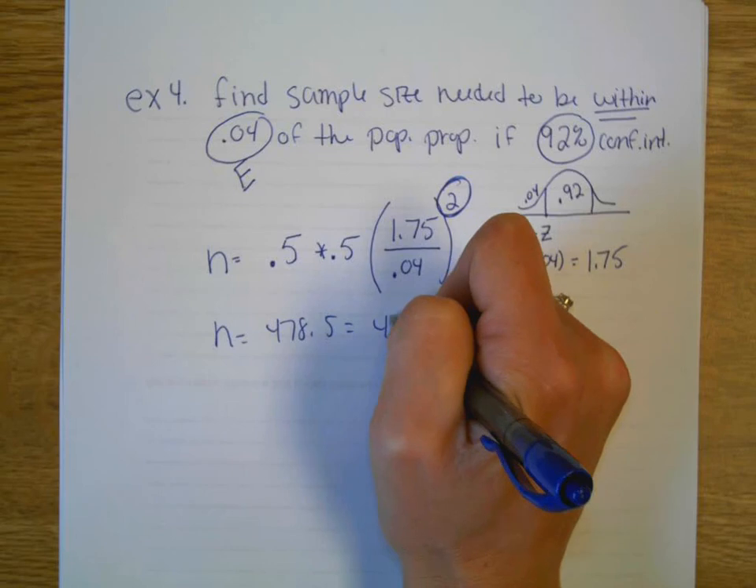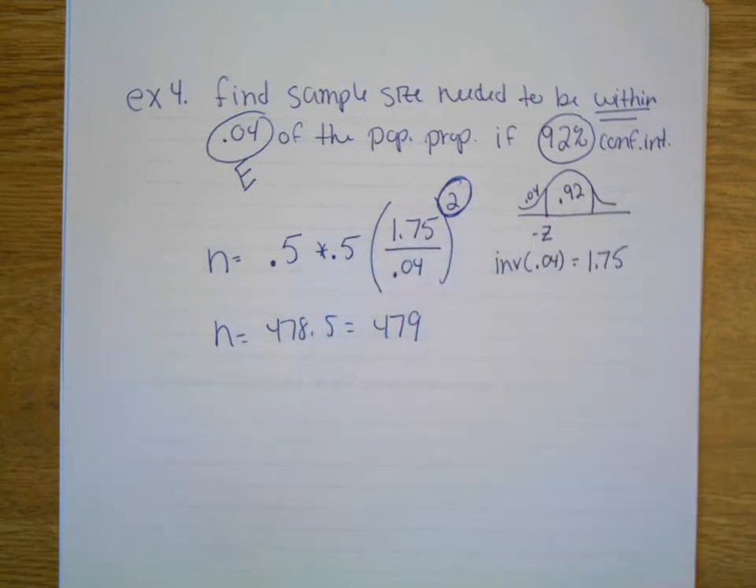So we need 479. Even if it was 478.01, it would still be 479. Okay, now I'm done. What do I have for you? Yes, on sample size, it's a whole number.